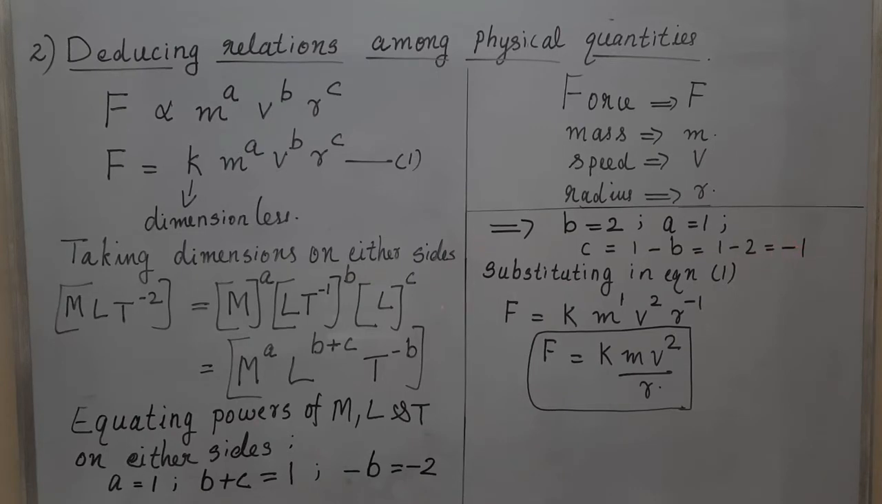So after getting the values of a, b and c, substitute those values in equation 1. So we have F is equal to k, m raised to 1, v raised to 2, r raised to minus 1. We just substituted the values of a, b and c. So r raised to minus 1 can be written as 1 by r. So the equation becomes F is equal to k m v square by r. So that is the required relation.